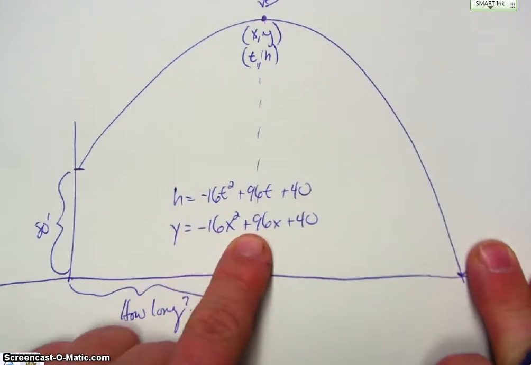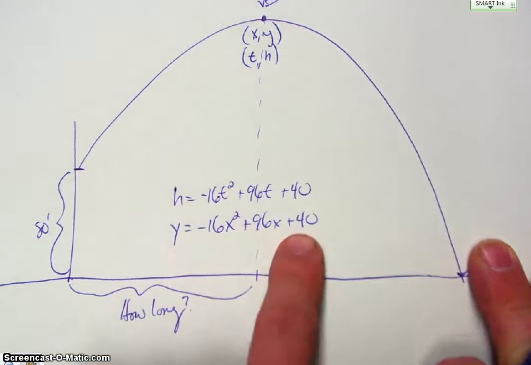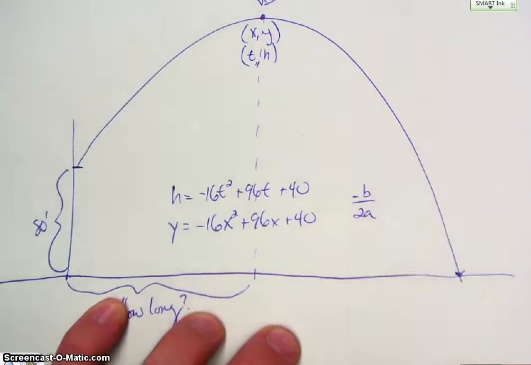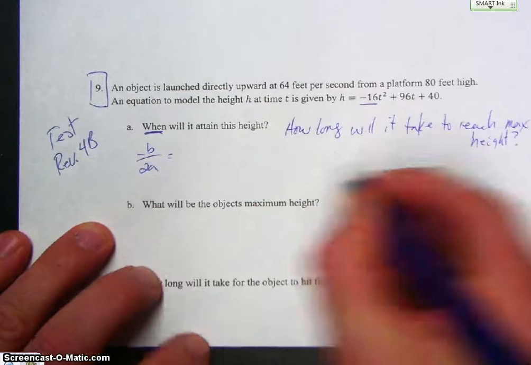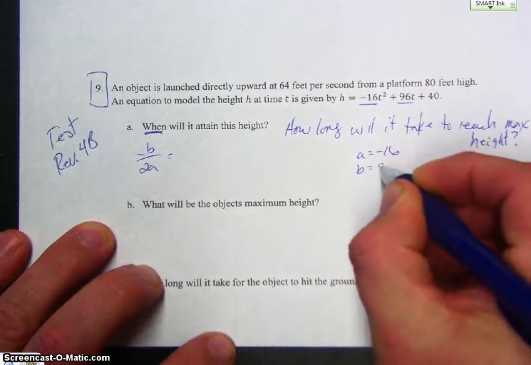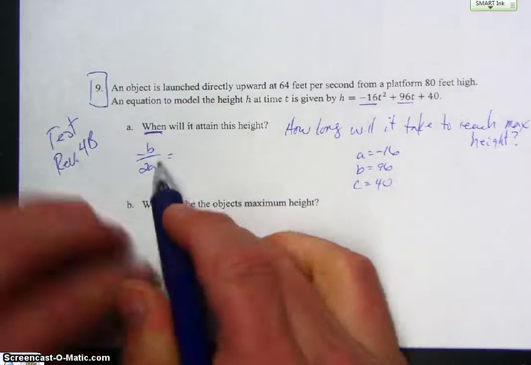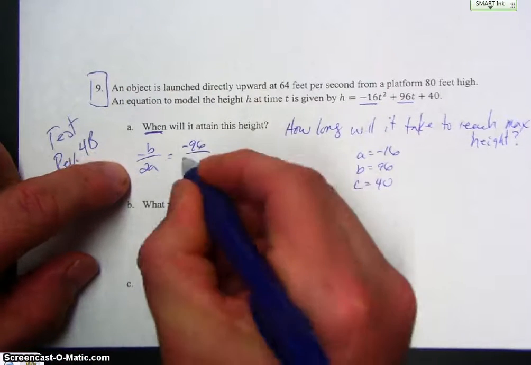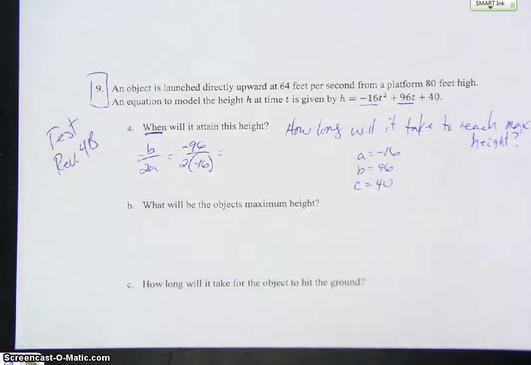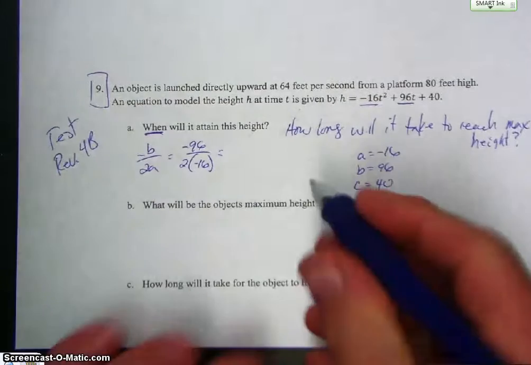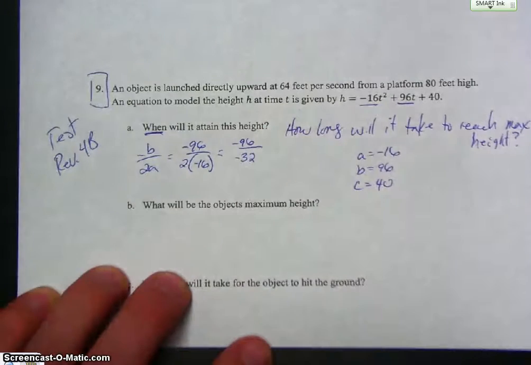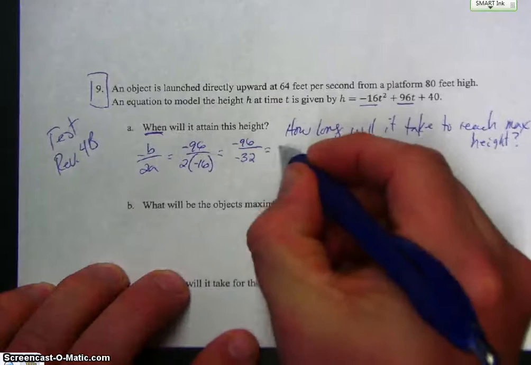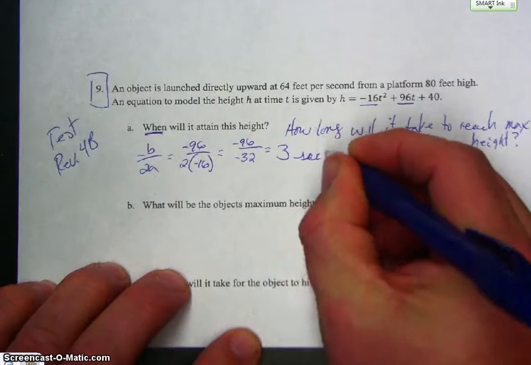So we are given a quadratic. To find a vertex given the quadratic in standard form, we got to use the negative b over 2a method. All right. So we're going to do negative b over 2a. Now if we go back, we know that a is negative 16, b is 96, c is 40. So negative b becomes negative 96 over 2 times negative 16. All right. So using the calculator, you're going to get negative 96 over negative 32. So now 96 divided by 32 gives me a positive 3. So it takes 3 seconds.